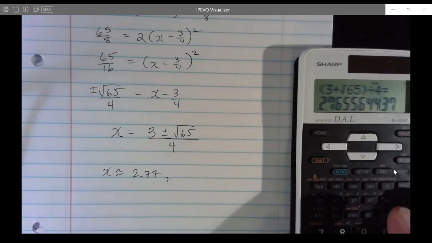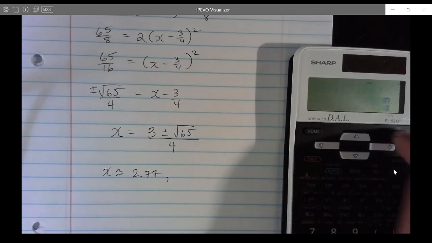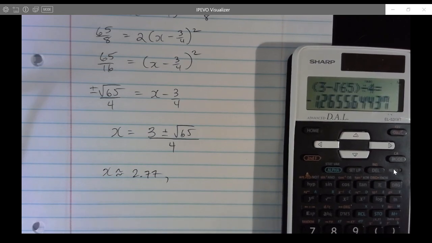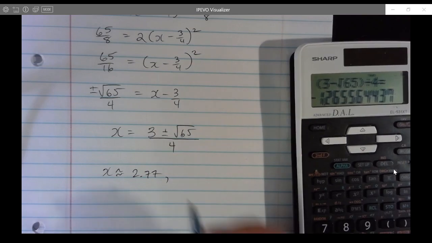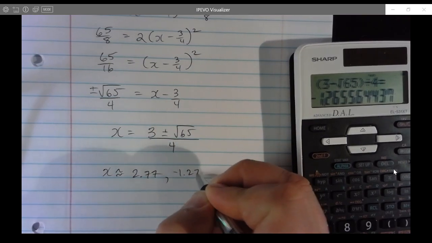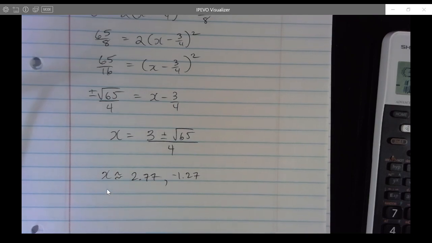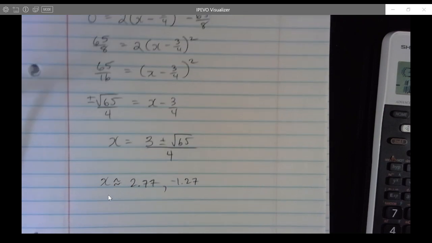And the other answer would be 3 minus the square root of 65. Close my bracket, divided by 4. And that would be negative 1.27. So negative 1.27. And let's check out on Desmos and see how we did. So I already have this preloaded. So let's see, video, where are you, window capture 2?